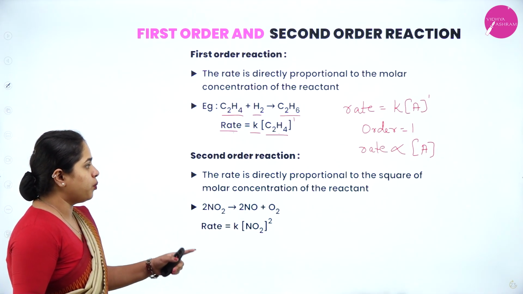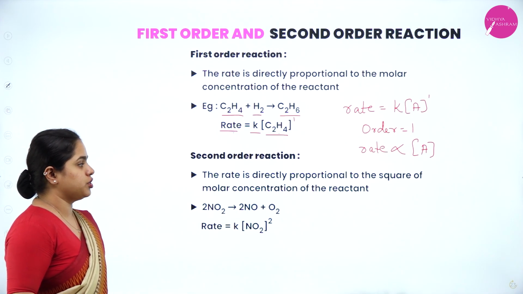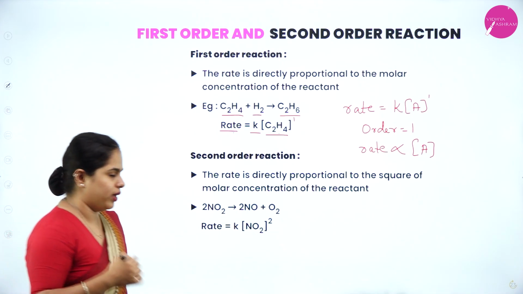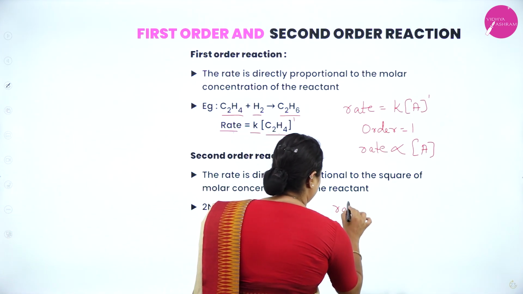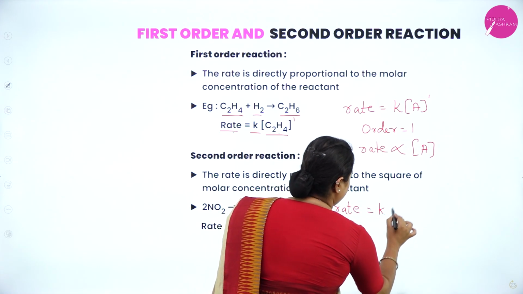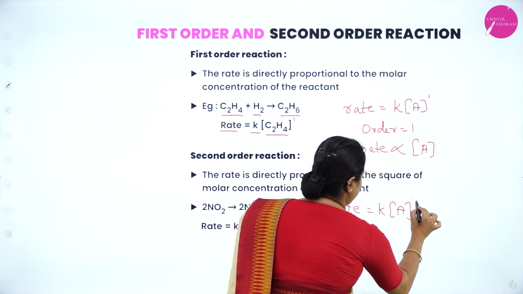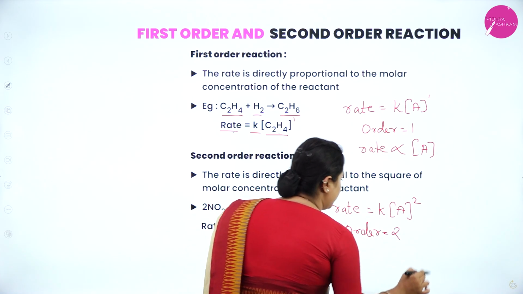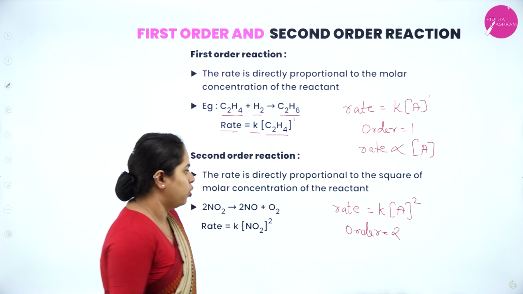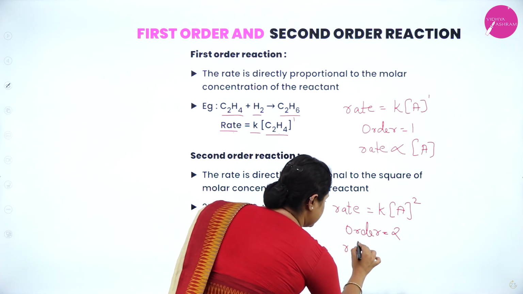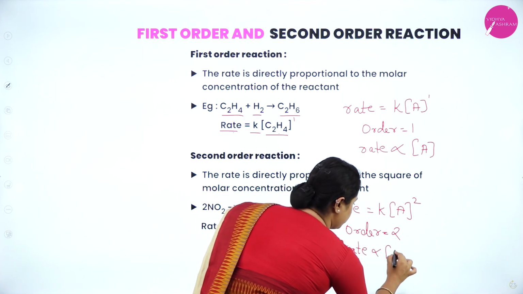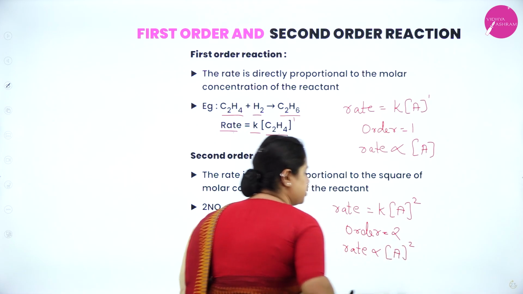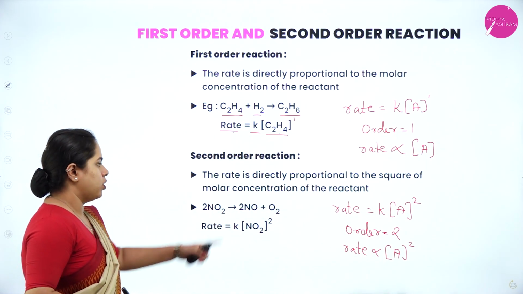The rate is directly proportional to the square of molar concentration of the reactant. Here it is square. How is that coming? Rate is equal to K into A to the power 2. So A to the power 2 means what? The order of the reaction will be 2. Order of the reaction will be 2. So again you can also write it as rate is directly proportional to the square of molar concentration of the reactant, right? So that is what is written here.